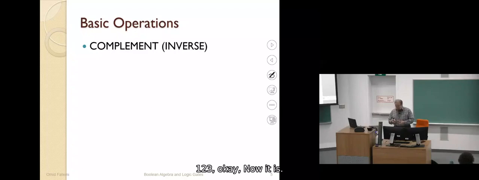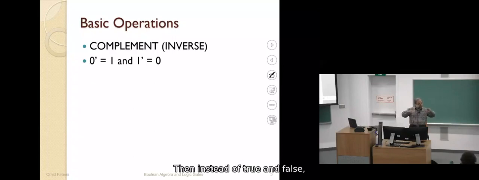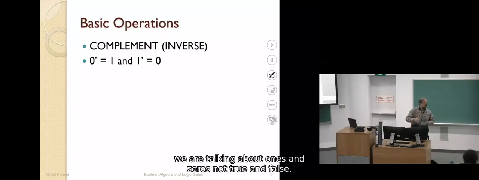Okay, now it is complement. So the first one would be complement. And then instead of true and false, we go to the binary system. 1 represents true, 0 represents false. So from now on, we are talking about 1s and 0s, not true and false.